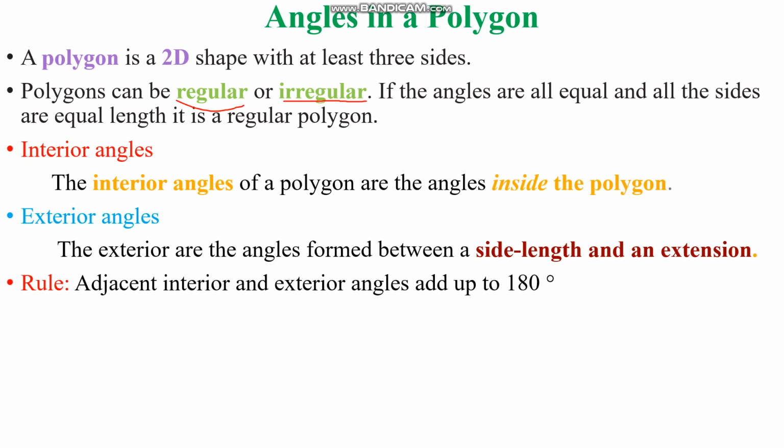And then in a polygon, we have what we call interior angles and exterior angles. Interior angles of a polygon are the angles that are inside the polygon, and exterior angles are the angles that are formed between a side length of a polygon and an extension. Okay, so you also need to note that an adjacent interior angle and exterior angle add up to 180 degrees. You get to understand this more as we look at examples and as it's shown diagrammatically.